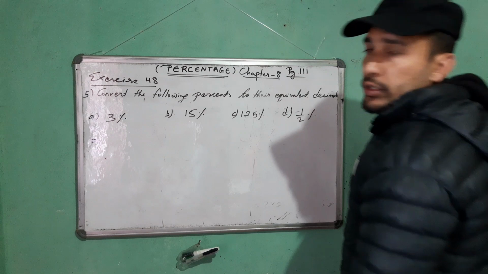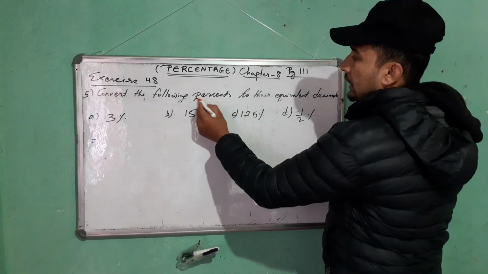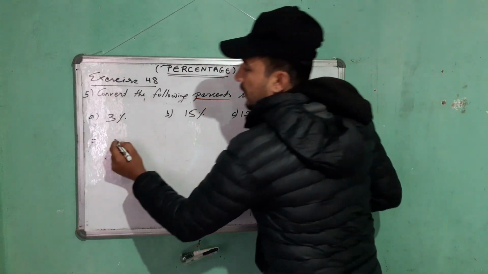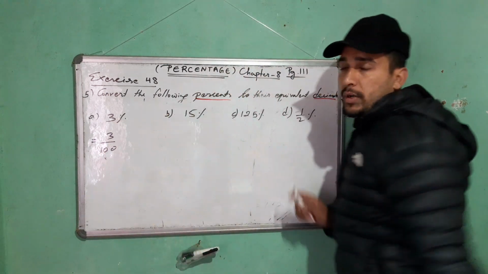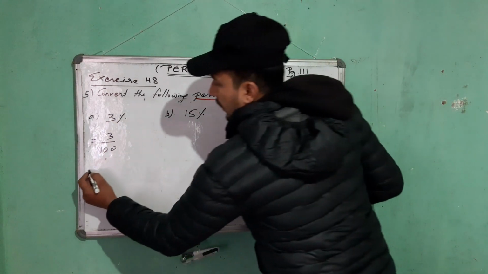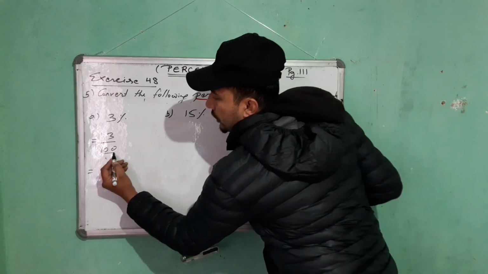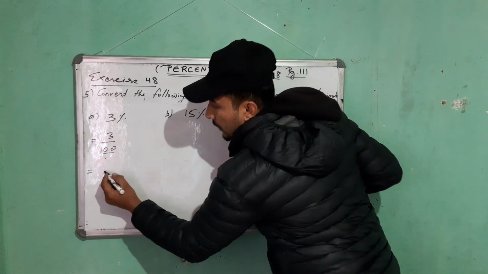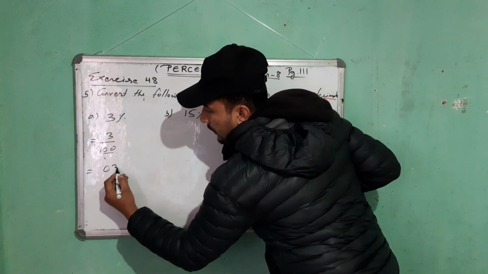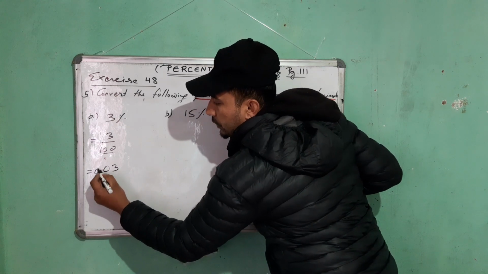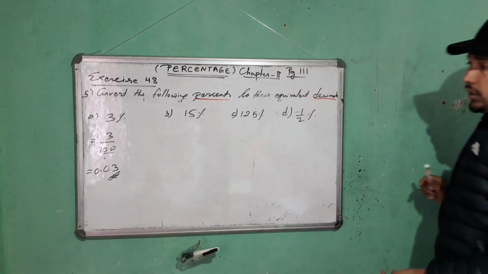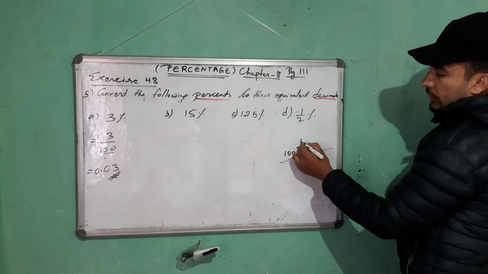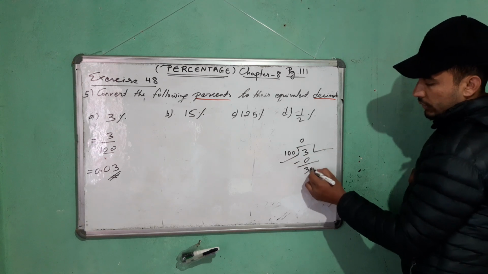Okay, now question number 5 is convert the following percents. You have to convert these percents to equivalent decimals, okay? Here you have 3%, so it will be 3 upon 100. If you remove percentage, you have to divide by 100. Here you put the decimal. You have 2 zeros, so you put the decimal in front of 2 digits. There is only one digit, so you put 3, before this you put 0, and put the point here: 0.03.